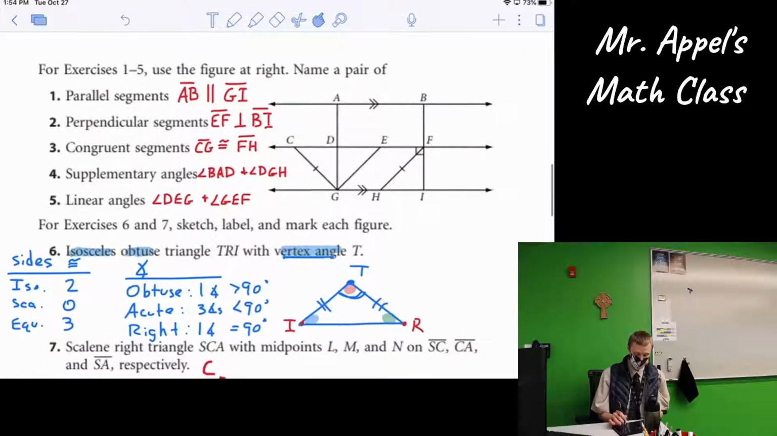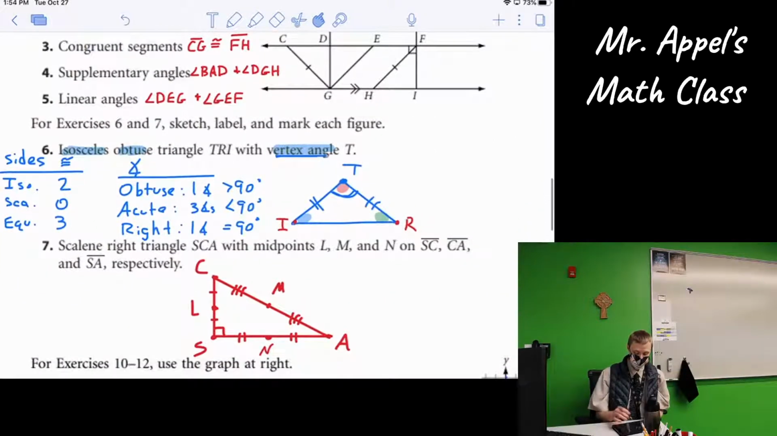All right, moving on. The triangle drawings. Here is the rest of triangle tri. You could swap the R and the I, but T, remember, had to be between the two congruent sides.